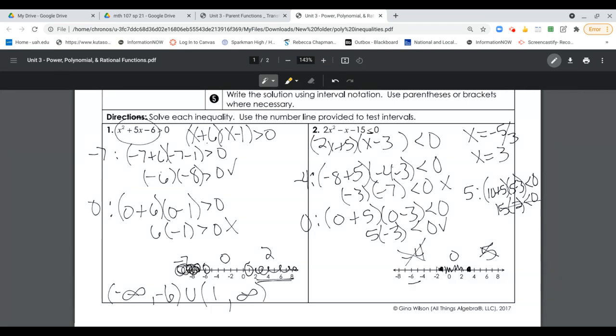So my answer, including brackets, because of this symbol requiring solid circles, or solid dots, would be negative 5/3 to positive 3. I can only use the numbers between those two based on all the work that we did, marking our zeros, and then taking a test point on each side of those zeros.